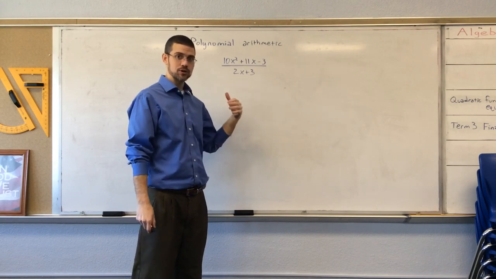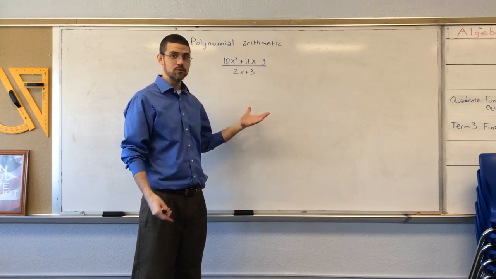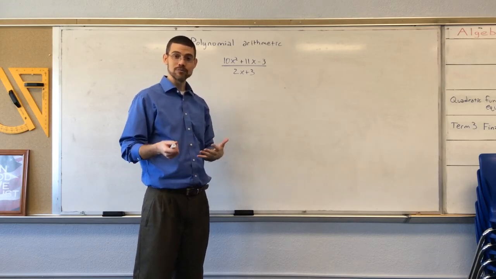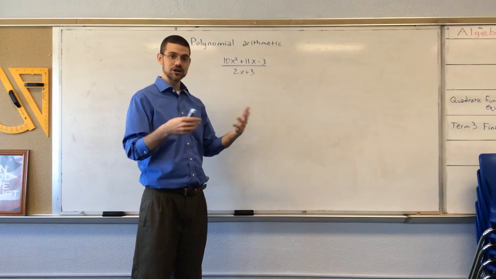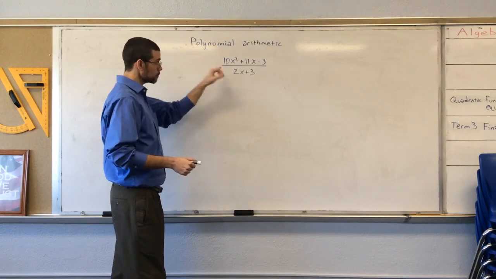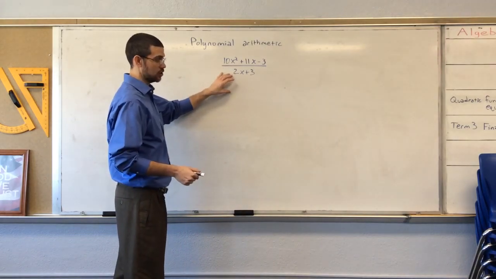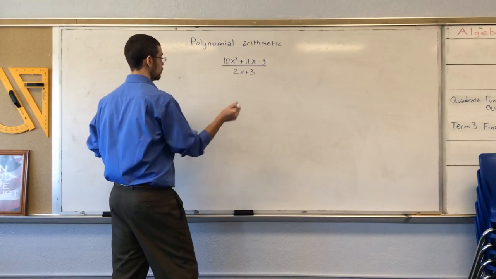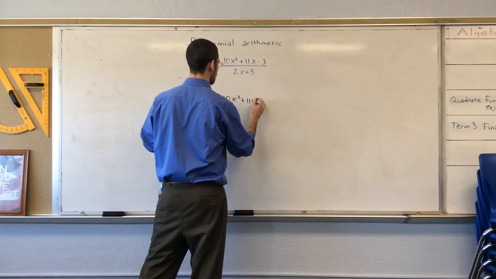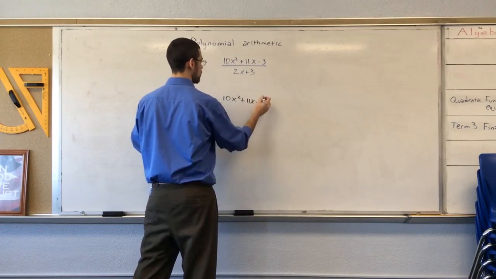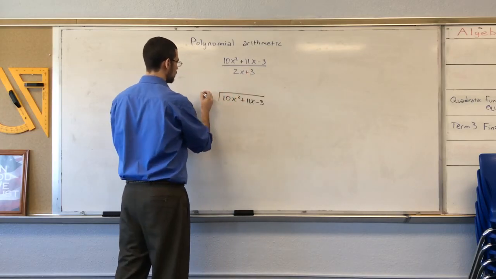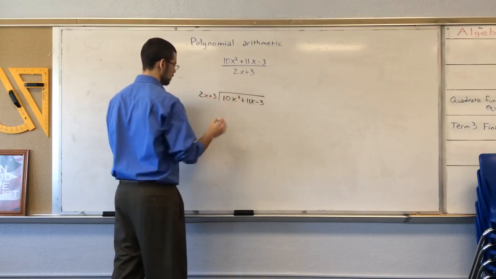In the previous problems, all of our work has neatly come out to having no remainder, and you know when you divide numbers that sometimes there is a remainder or a fractional component that is part of your quotient. So let's set this up as long division like we do. We put our numerator, 10x squared plus 11x minus 3, under the division symbol, and we put what we're dividing by out here, 2x plus 3.